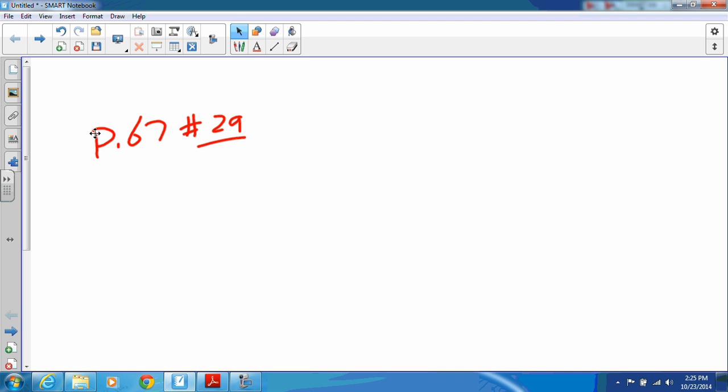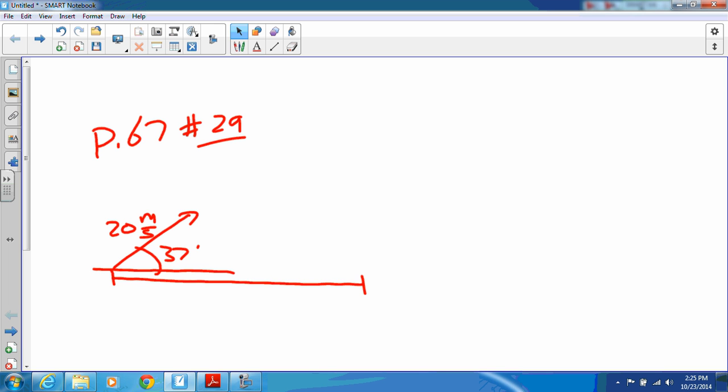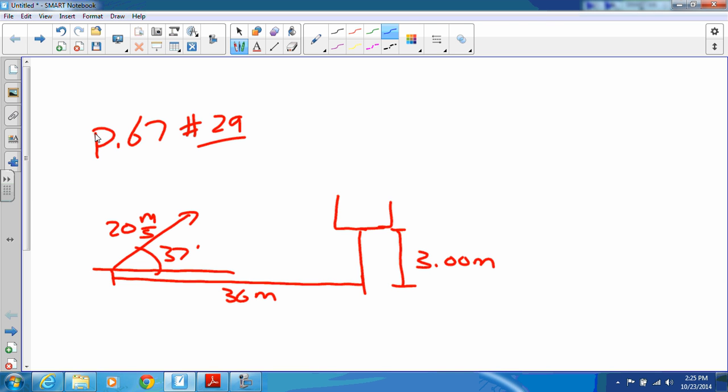And so what we have in this problem is a football that is launched with an initial speed of 20 meters per second at an angle of 37 degrees. And it is launched from a distance of 36 meters away from a goalpost with uprights that are 3 meters off the ground. And so the question is whether or not the football is going to make it. This is what I call a classic projectile kind of problem.